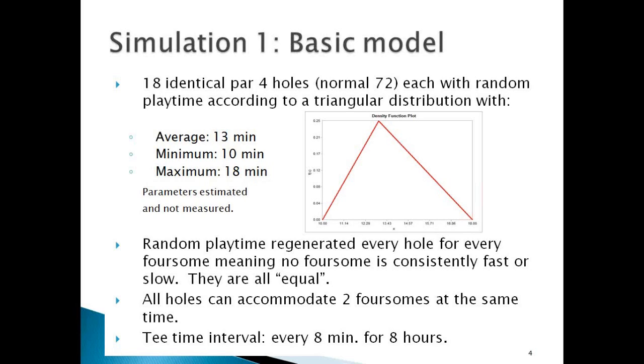The random play time is regenerated at every hole for every foursome, meaning that no foursome is consistently fast or slow. They're all equally good and bad, so they each have the same chance of being good or bad at every hole. All holes can accommodate two foursomes at the same time, and in the simulation model, a foursome is represented by a person. The tee time interval to start with will be every 8 minutes for 8 hours. So what does the result look like?